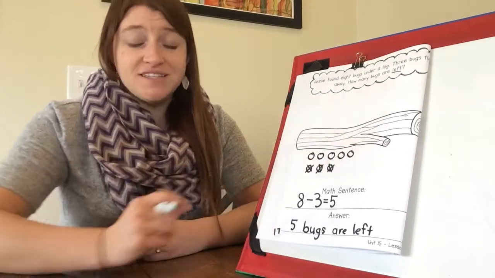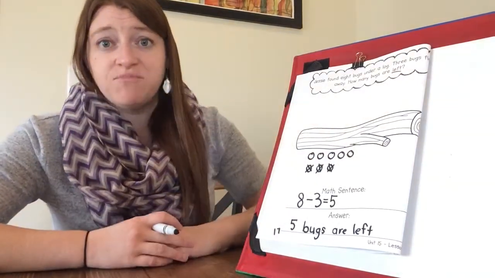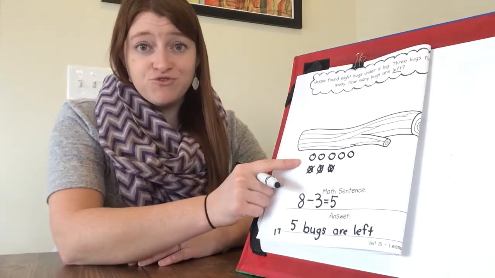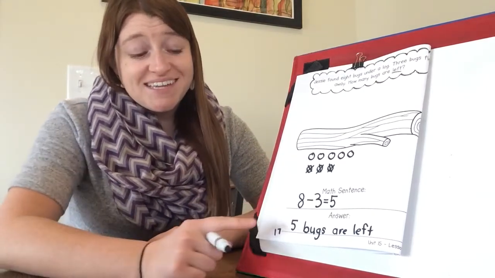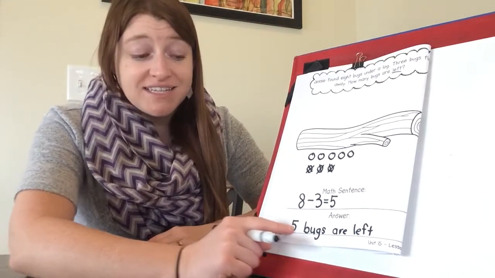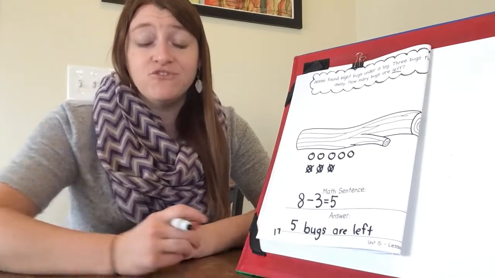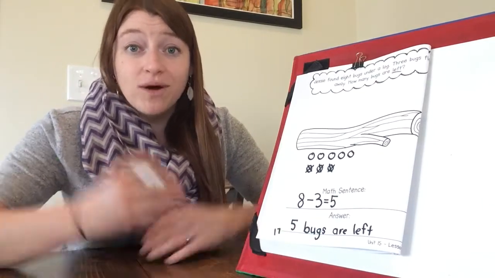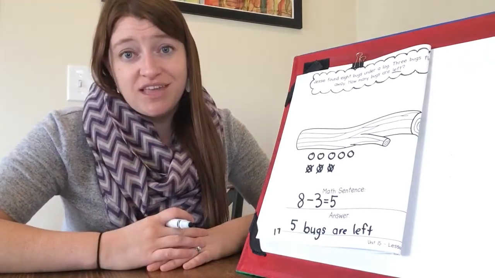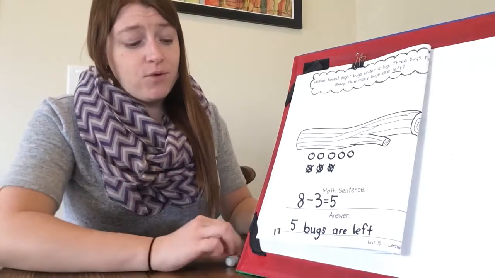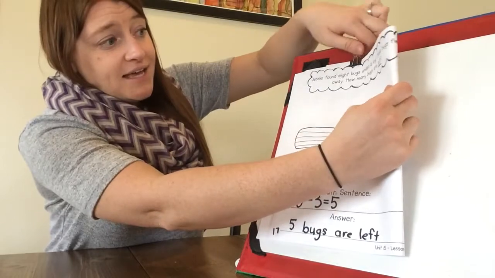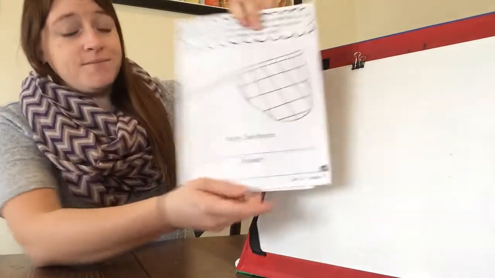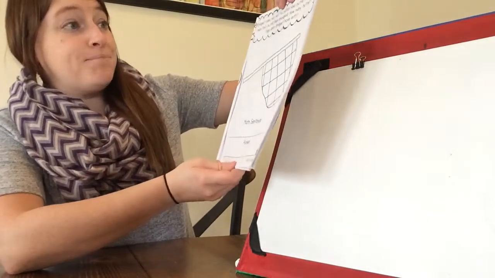You might have read this and automatically said, I know there's 5 bugs left. But by doing a math drawing, writing a number sentence, and writing your answer in a sentence like this, 5 bugs are left, really shows your teachers what's happening inside of your brain when you're doing that work. So we did one word problem together. If you'd like, you could go on to solve this problem. This one is about butterflies.